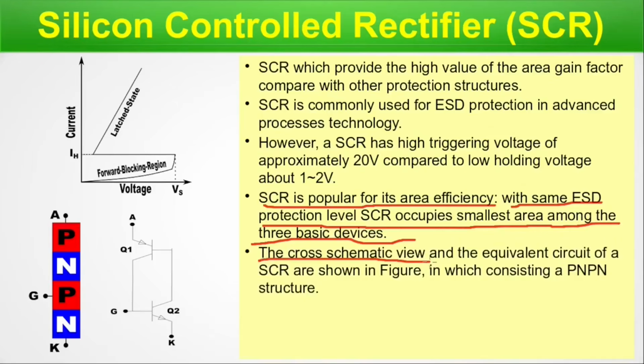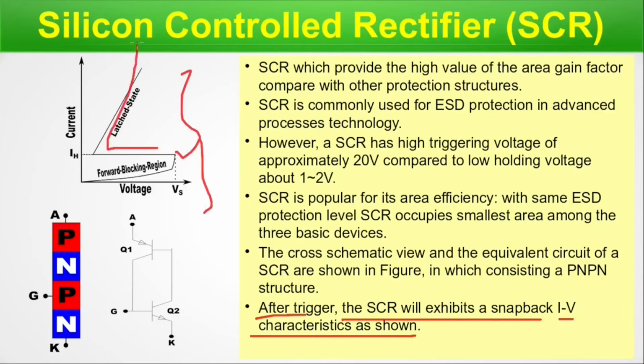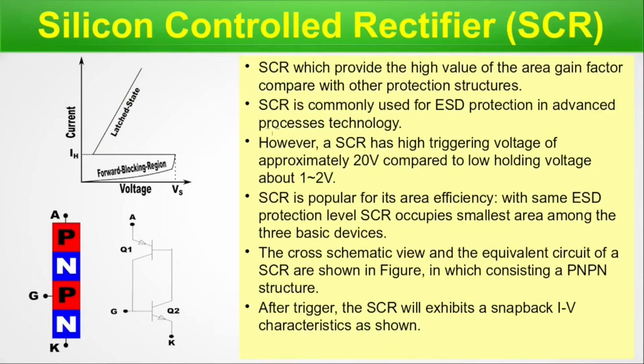The cross schematic view and the equivalent circuit of the SCR are shown in the figure, consisting of the PNPN structure. After trigger, the SCR will exhibit snapback IV characteristics as shown. Here we have shown after the triggering, right? Triggering happens at that point and then it snaps back and the current goes high. You can see this happens during SCR operation acting as an ESD protector. Typically, SCR has a large snapback. That is what we told, right? 20 volt is the trigger and the snapback voltage is 1 to 2 volt. So there is a large snapback here.